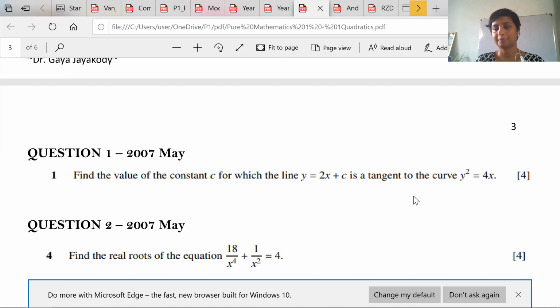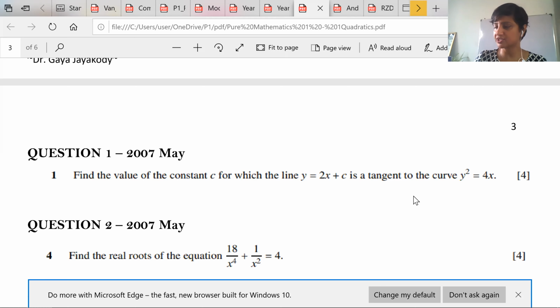So can you try doing it? What you have to do is solve them simultaneously, get that single quadratic of one variable, and talk about the discriminant of that. What is the condition for you to have one solution? You have to make the discriminant equal to 0. You find the value of c such that the discriminant of that quadratic is 0.